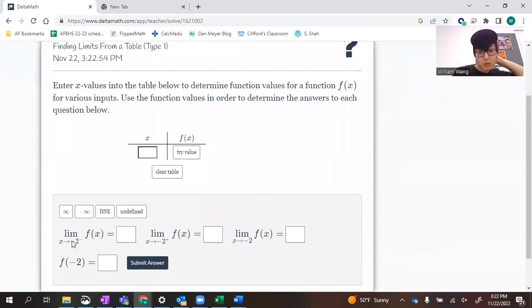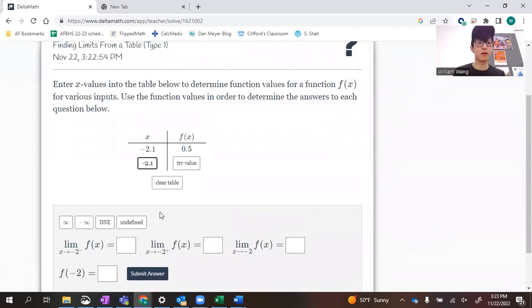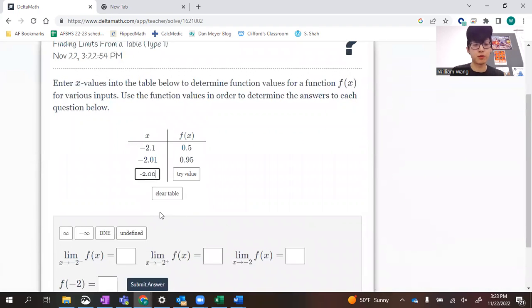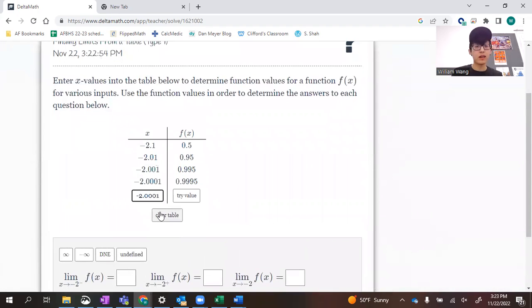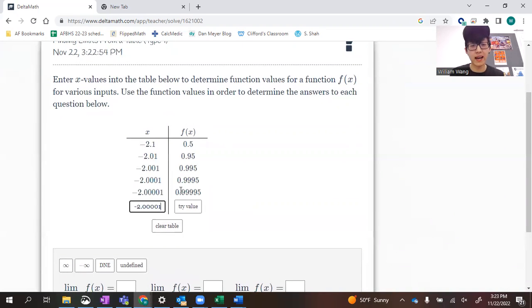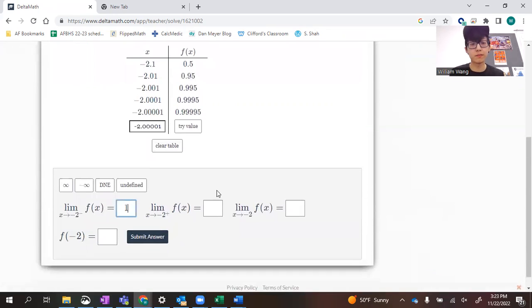All right. Here they're asking me to approach negative 2 from the left, but I need to use a table. So I'm going to choose numbers that are to the left of negative 2, and I'll be getting closer to negative 2. So to the left, let's try negative 2.1. All right. Let's try negative 2.01. Negative 2.001. Negative 2.0001. And you can see what y value am I getting closer to? I'm clearly getting closer to 0.99 repeating. I'm getting closer to 1. Cool. So from the left, I'm getting closer to 1.